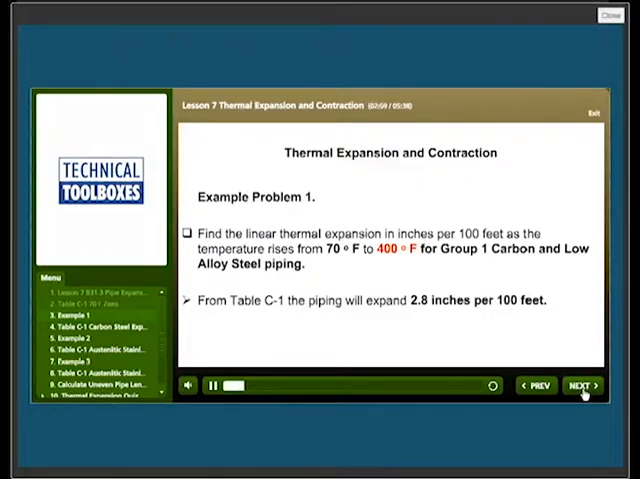Example problem 1. Find the linear thermal expansion in inches per 100 feet as the temperature rises from 70 F to 400 F for group number 1 carbon and low alloy steel piping. From the table C1, the piping will expand 2.8 inches per 100 feet.